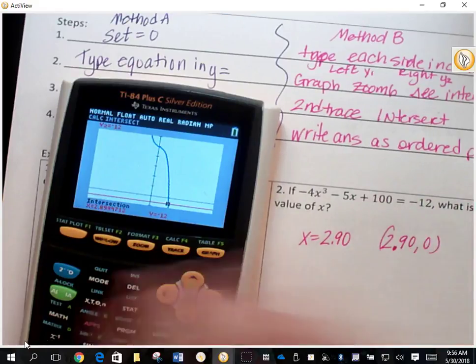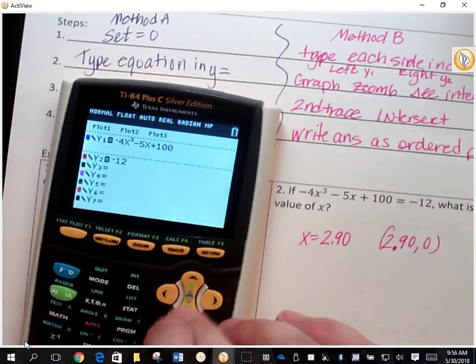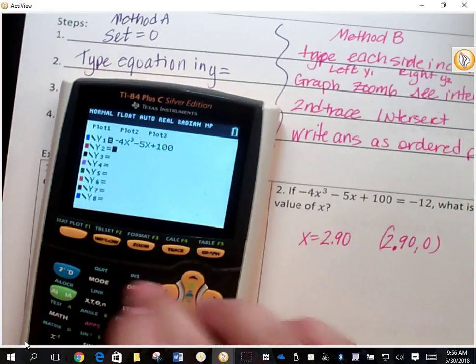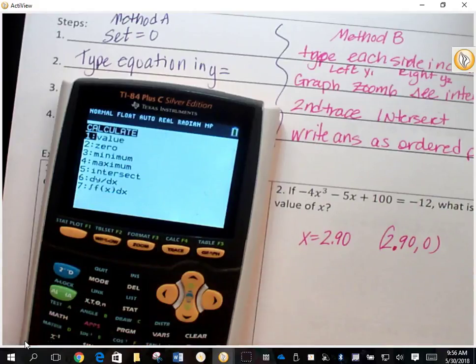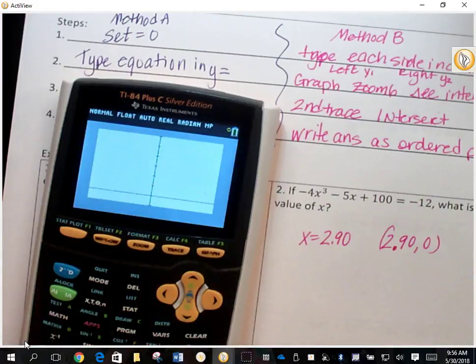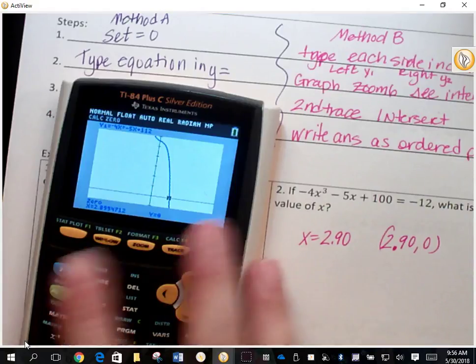And again, if you did it the other way, where you subtracted 12, or you would add 12, we would have 112. And if we calculated the zero, left bound, we think it's between 2 and 3. Left bound 2, right bound 3, somewhere there, same exact one. So it's your choice. Okay?